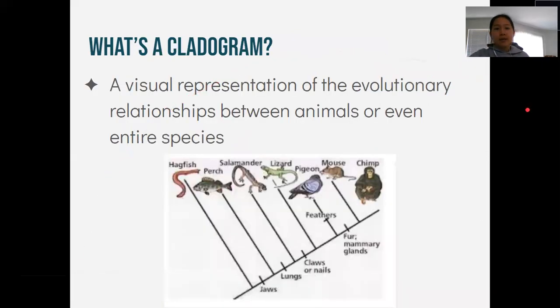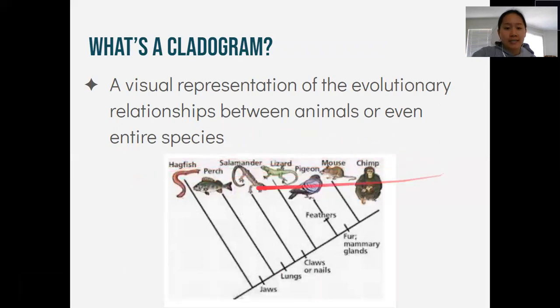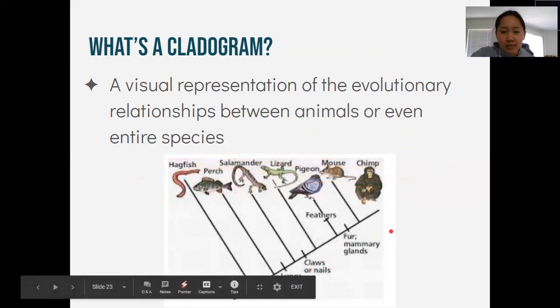The next thing we're going to talk about is a diagram that's known as a cladogram. So this is a visual representation of the evolutionary relationships between animals or even an entire species. Okay, so if you're looking at this cladogram right here, we can tell that there's a bunch of these species that currently exist in current time. And that's why they're all in a line together here at the top. You'll notice that there's some characteristics that we're running through as the lines split up or stay together.